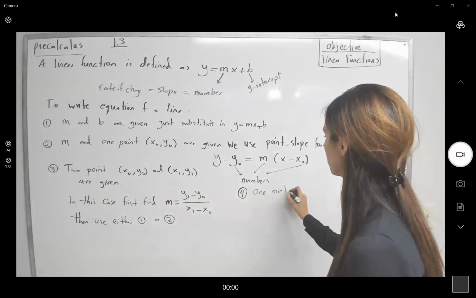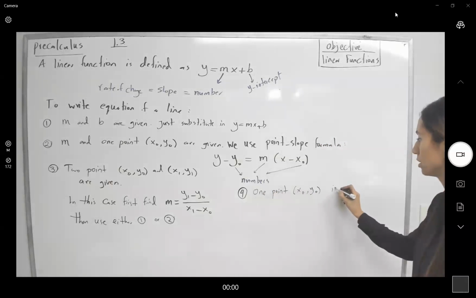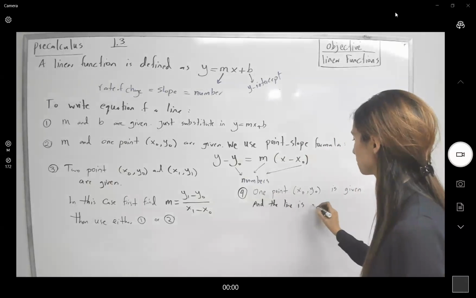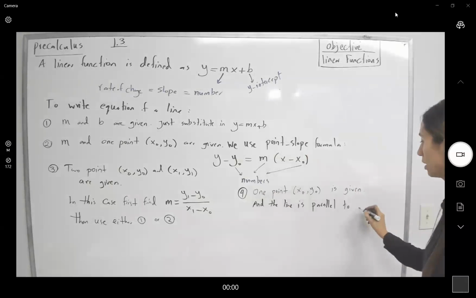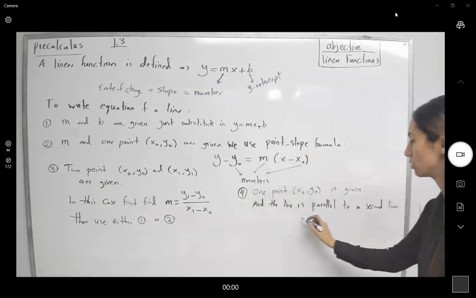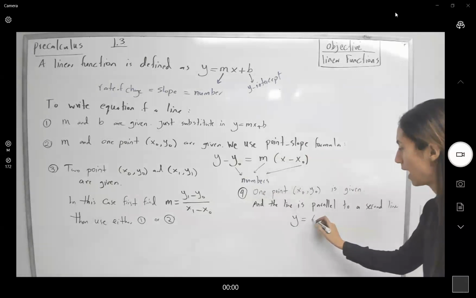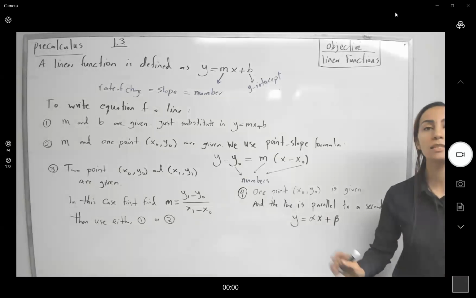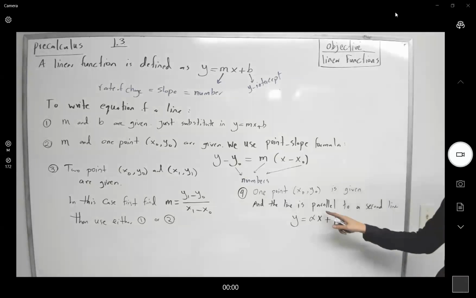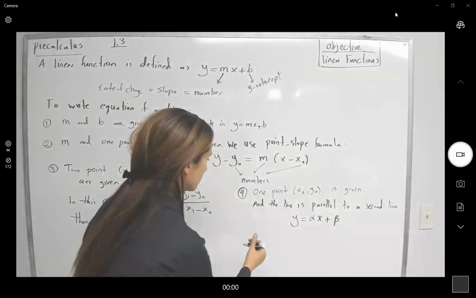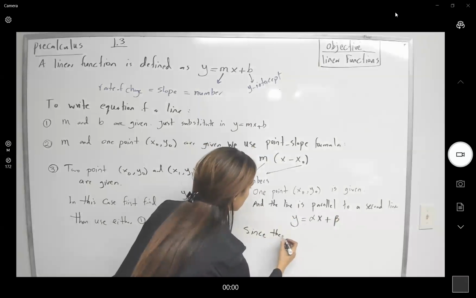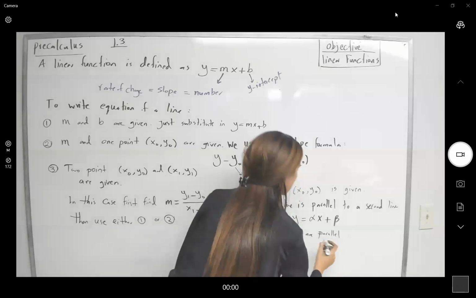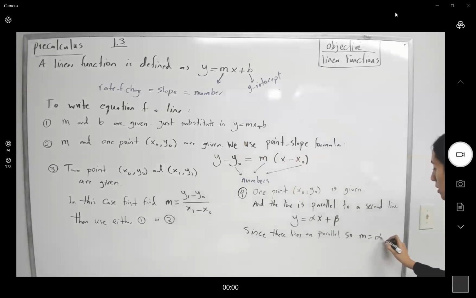1 point, x sub 0, y sub 0 is given, and the line is parallel to a second line with equation y equals alpha x plus beta. Since these two lines are parallel to each other, it means that they have the same slope. Since these lines are parallel, so M is equal to alpha.